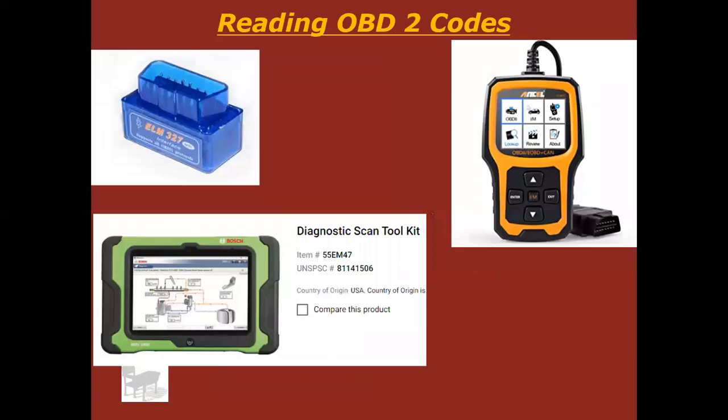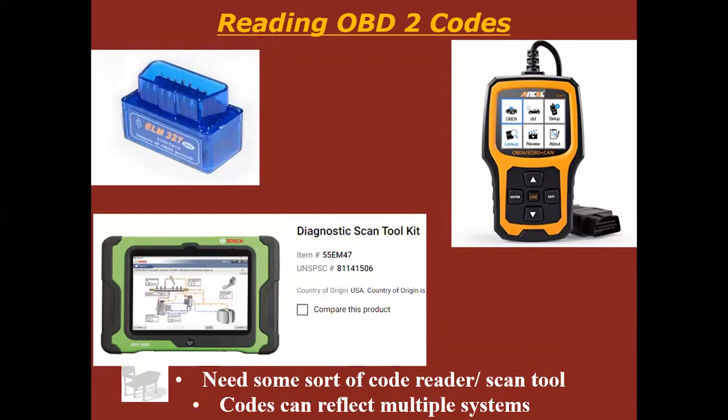All right, moving on. So when you're actually reading codes on OBD2, you've got some options. First of all, you do need to have some sort of tool to do it. You can't just use the paperclip method. The paperclip method does work, and I think Honda lets you use it up through maybe 01, 02, 03. But generally speaking, most manufacturers, you're going to need an actual code reader. And of course, we talked about how codes can reflect multiple systems.